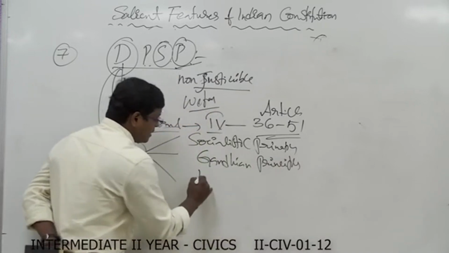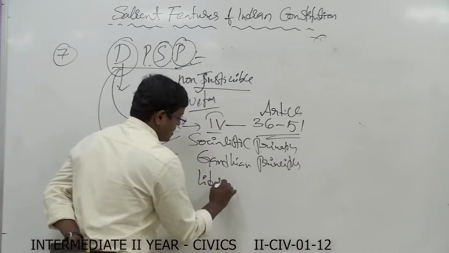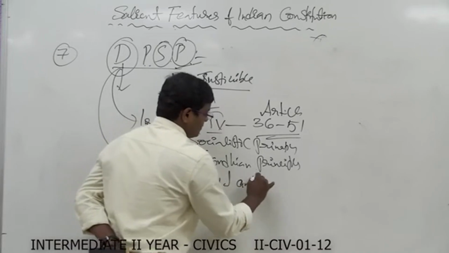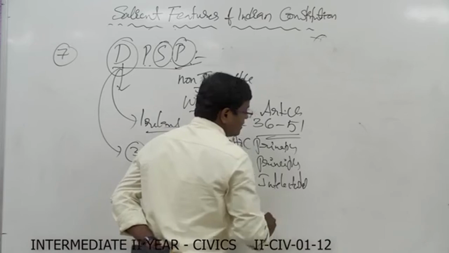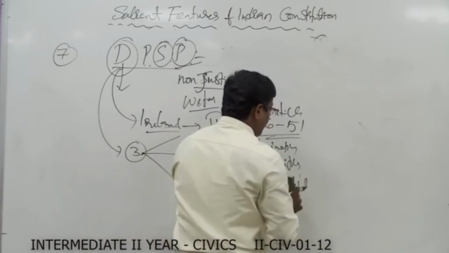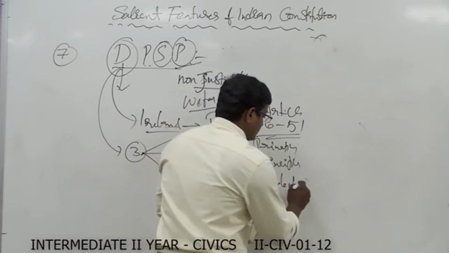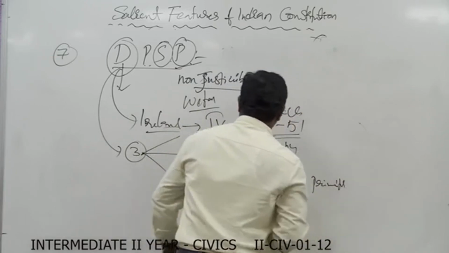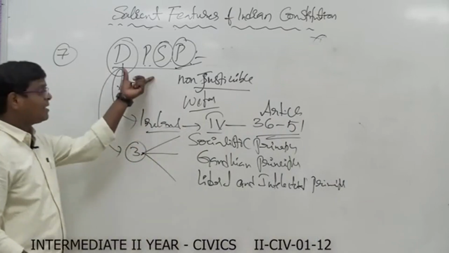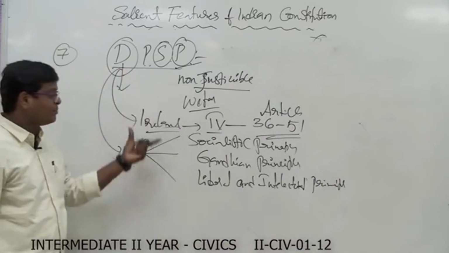And the third one is the liberal and intellectual principles. So they are the three categories under the directive principles of state policy.